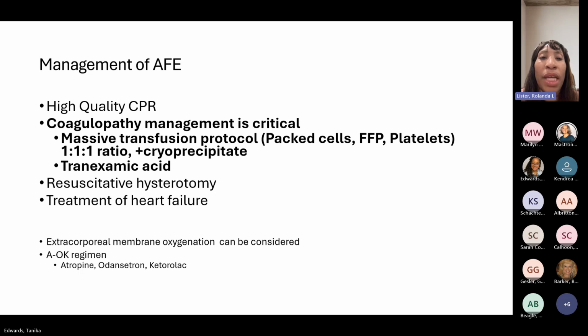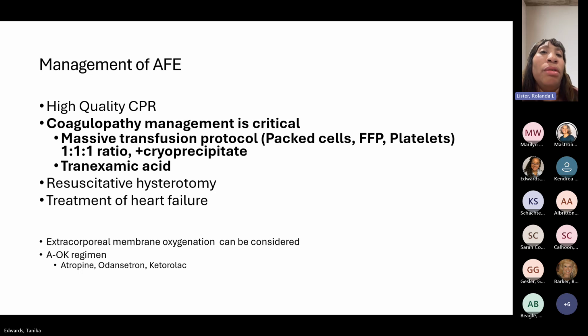Okay. And really, the resuscitative hysterotomy is for the situation where you are doing high quality CPR for the mother and she still does not have a return of spontaneous circulation after 4 minutes. Then it's best to decompress the uterus. She can potentially benefit from that auto transfusion, and it's potentially a better outcome for the fetus if you are able to deliver in that 4 minute window.